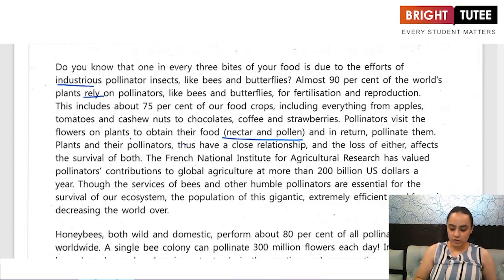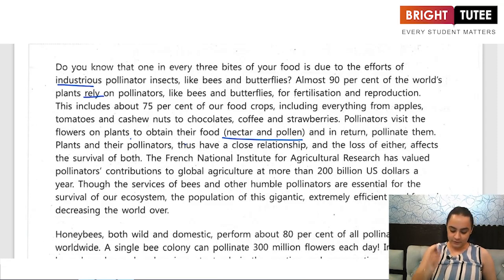The French National Institute for Agricultural Research has valued pollinators' contributions to global agriculture at more than $200 billion a year. So according to the French National Institute for Agricultural Research, the crop production that takes place because of the pollinators is valued at more than $200 billion a year.